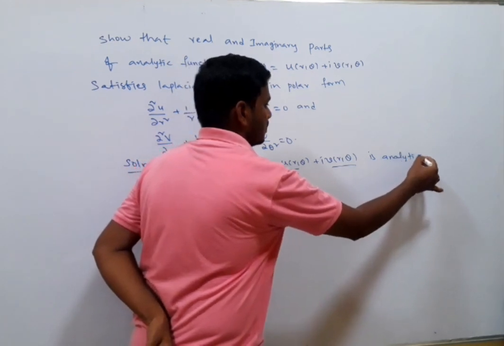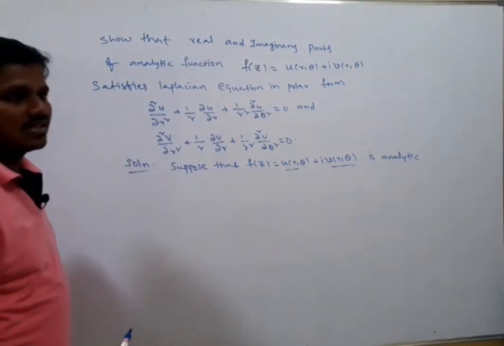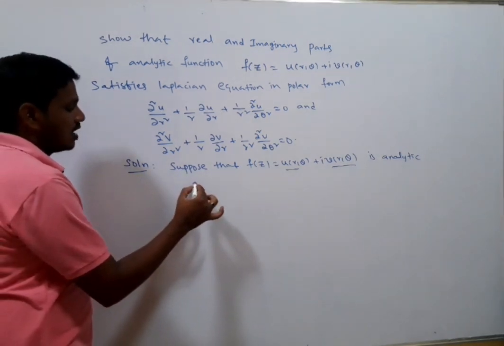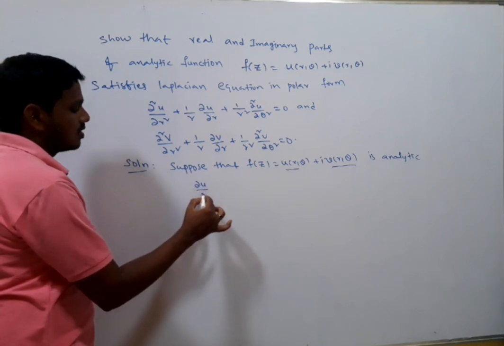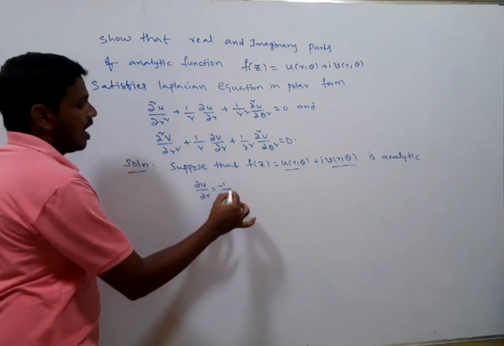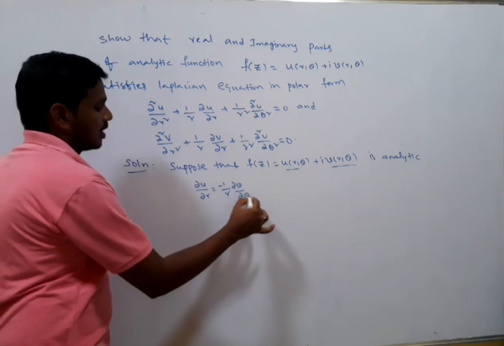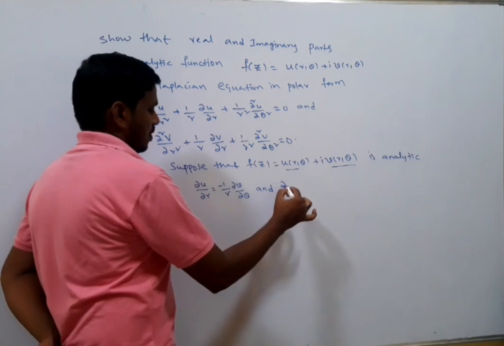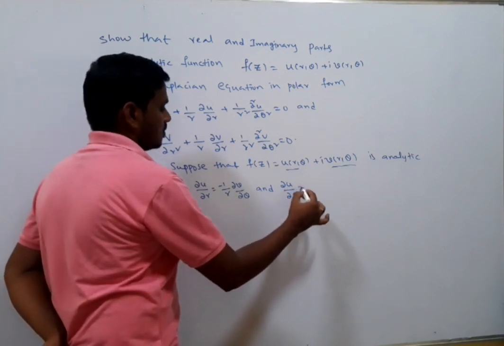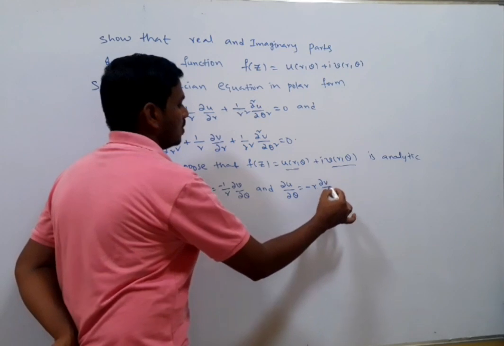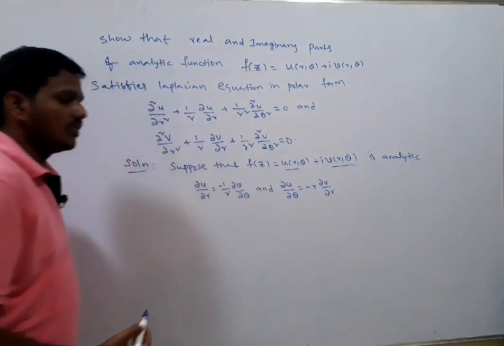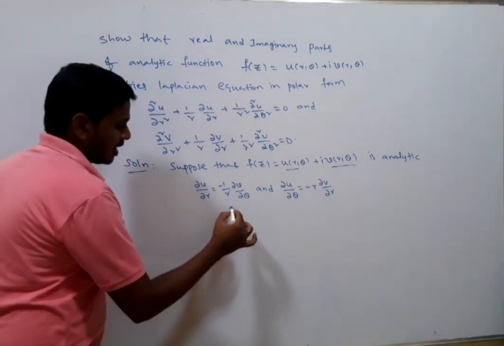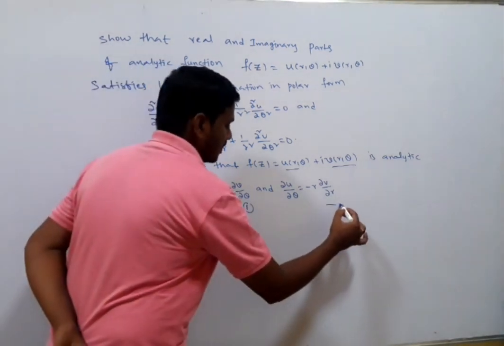If it is analytic, it should follow the CR equations. What are the CR equations in polar coordinates? Here, dou u by dou r is equal to minus 1 by r dou v by dou theta, and dou u by dou theta is equal to minus r dou v by dou r. These are the CR equations in polar coordinates. This can be taken as equation number 1, and this as equation number 2.